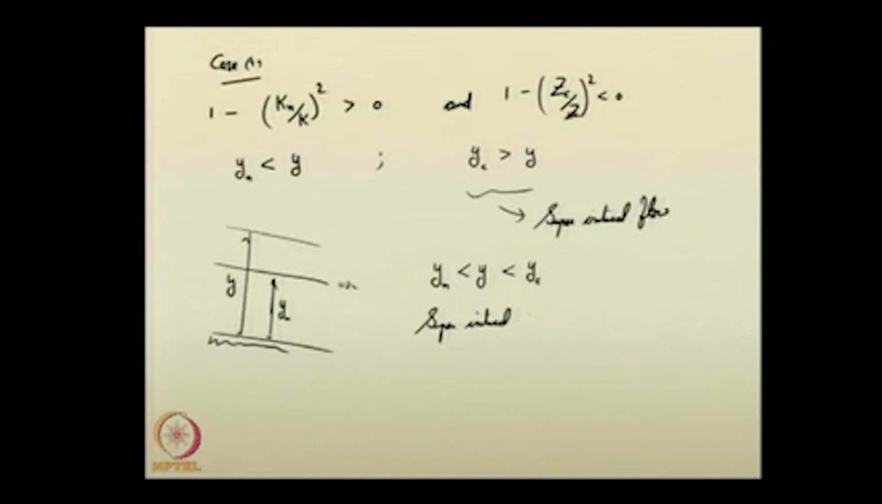This gives you supercritical flow in a steep channel, right? It gives you supercritical flow in a steep channel. Why? This is a supercritical flow, y n is less than y c, therefore, this is a steep channel.